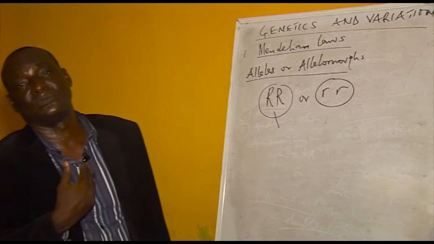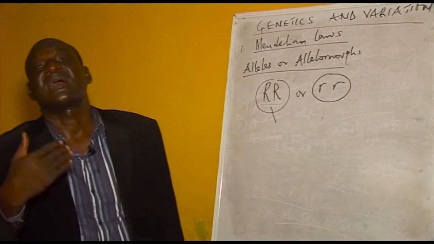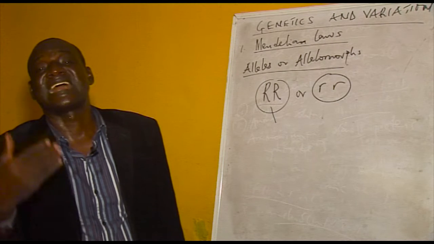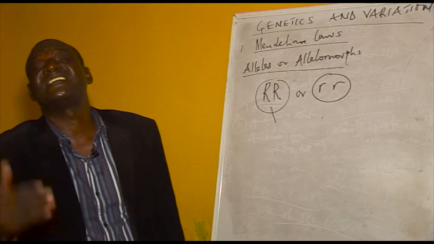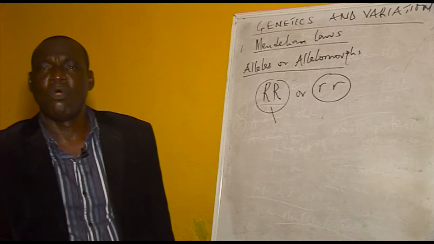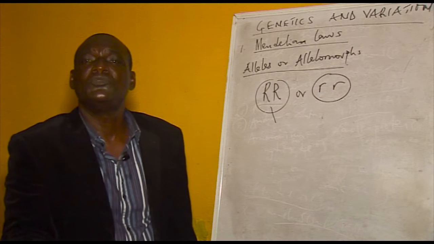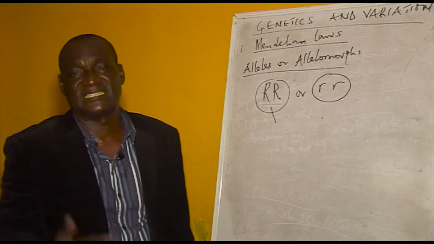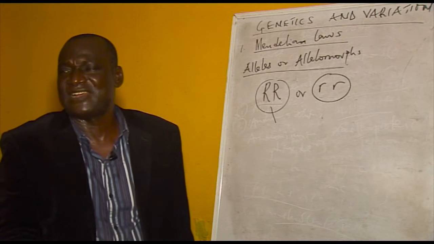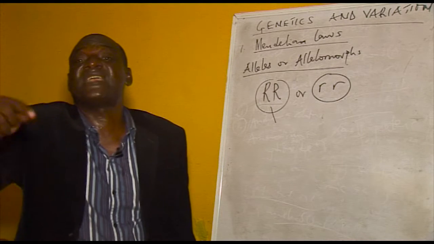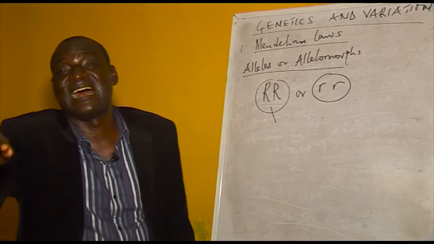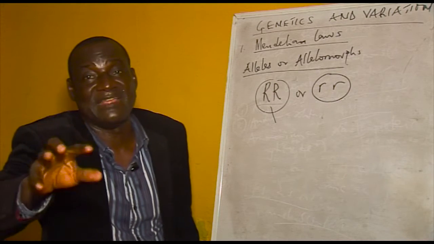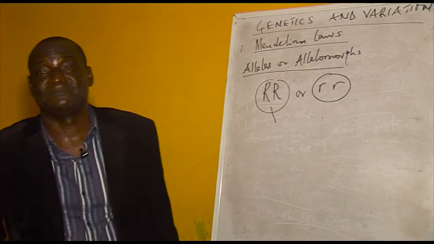Now, it is possible that an offspring can resemble the father physically and someone says, oh, look at that girl. You look like your father physically. You and your father, you have the same face. That is, phenotypically, that girl and the father look alike physically. So, phenotypically, they are the same.